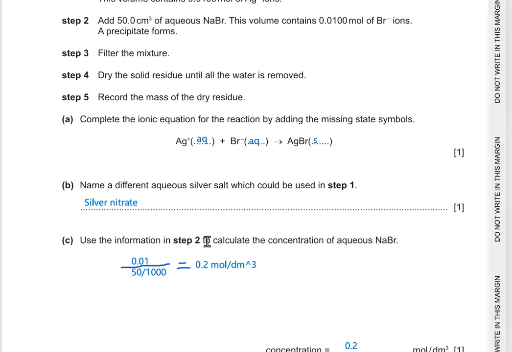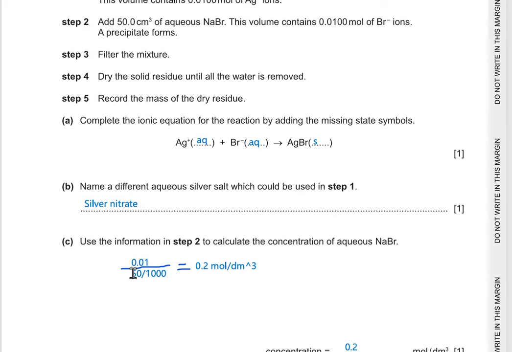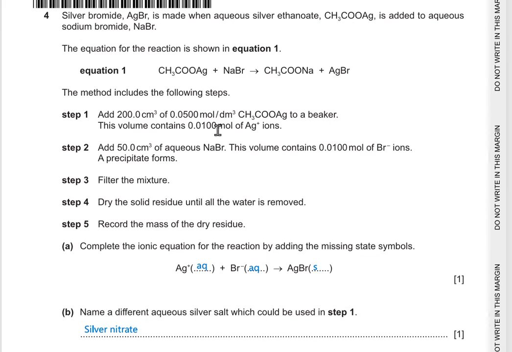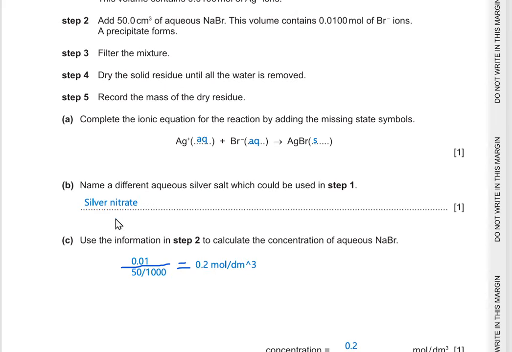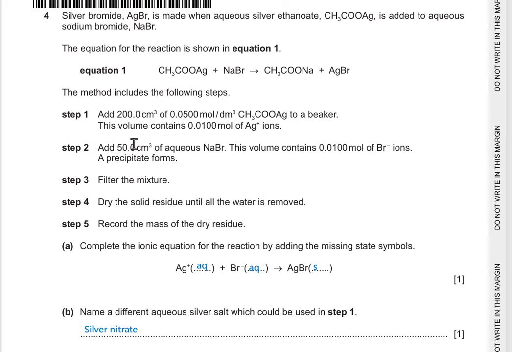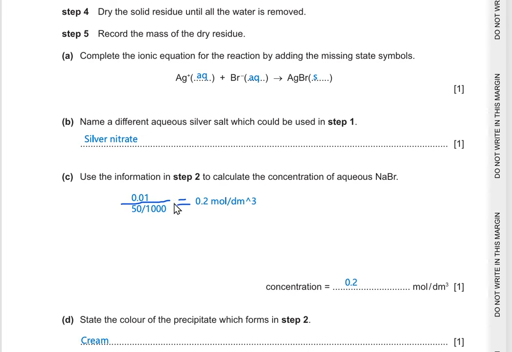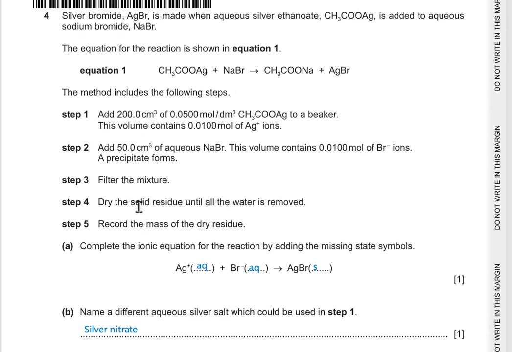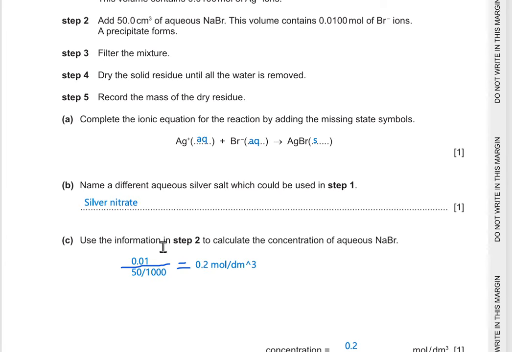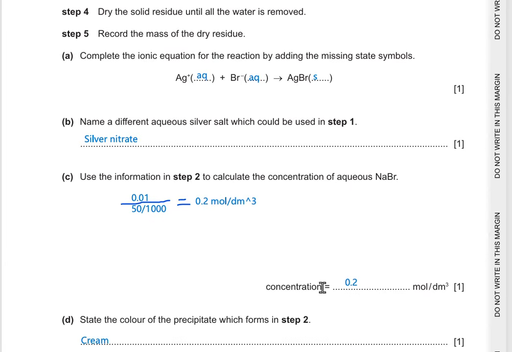Use the information in step 2 to calculate the concentration of aqueous NaBr. So we know the moles are 0.01 over the volume. The volume is 50 over 1,000. 0.01 over 50 over 1,000 equals 0.2 moles per decimeter cubed.